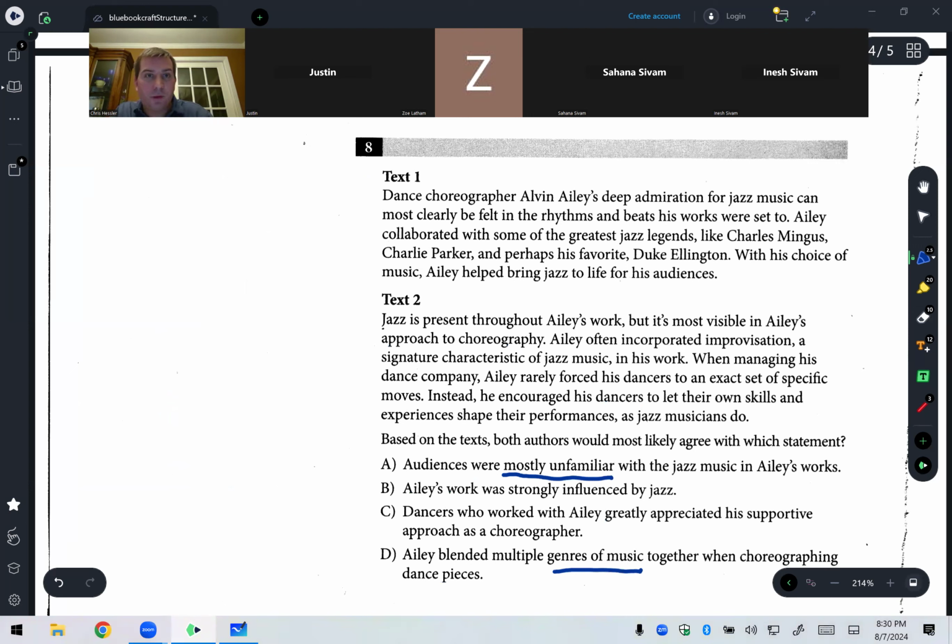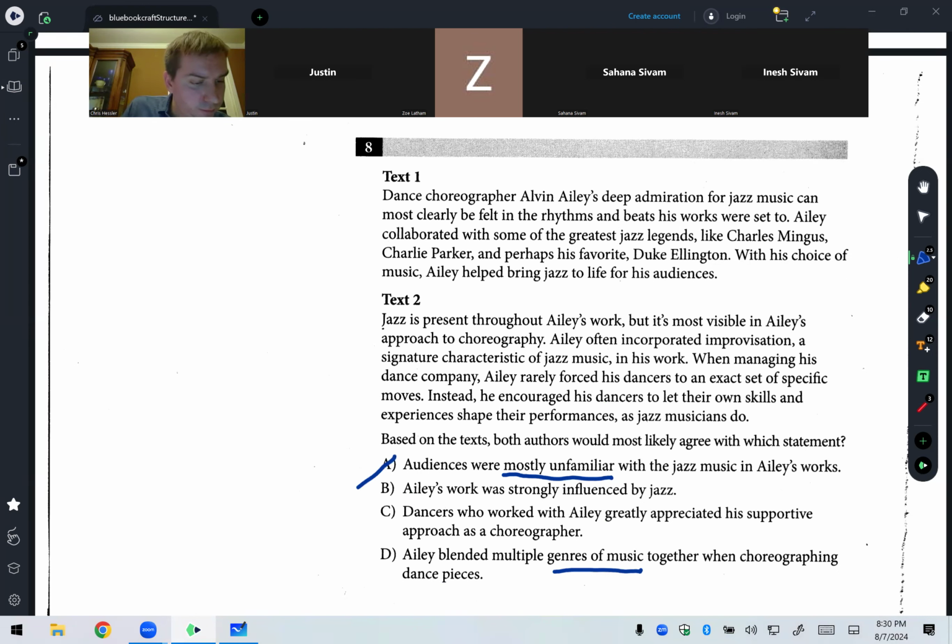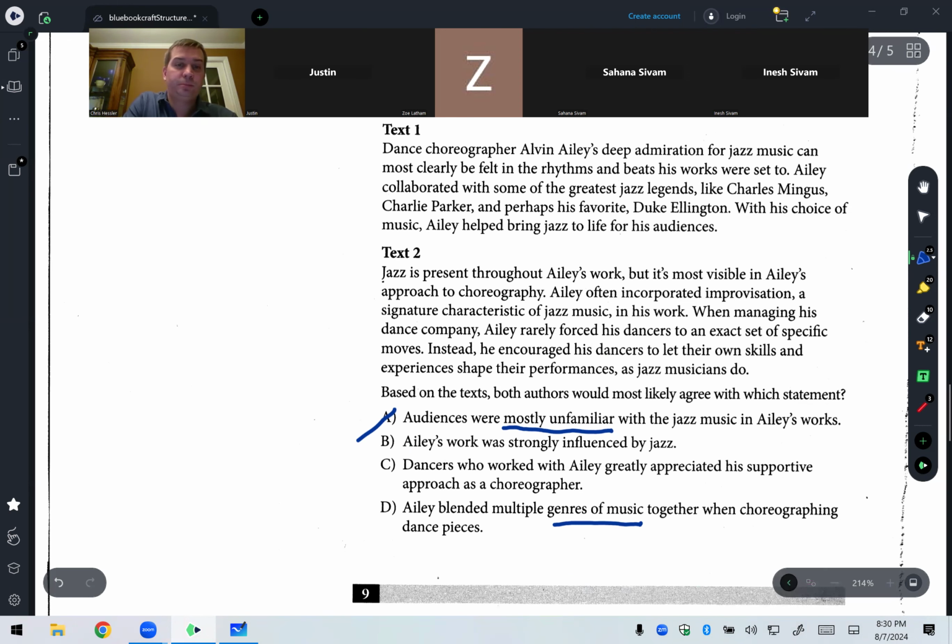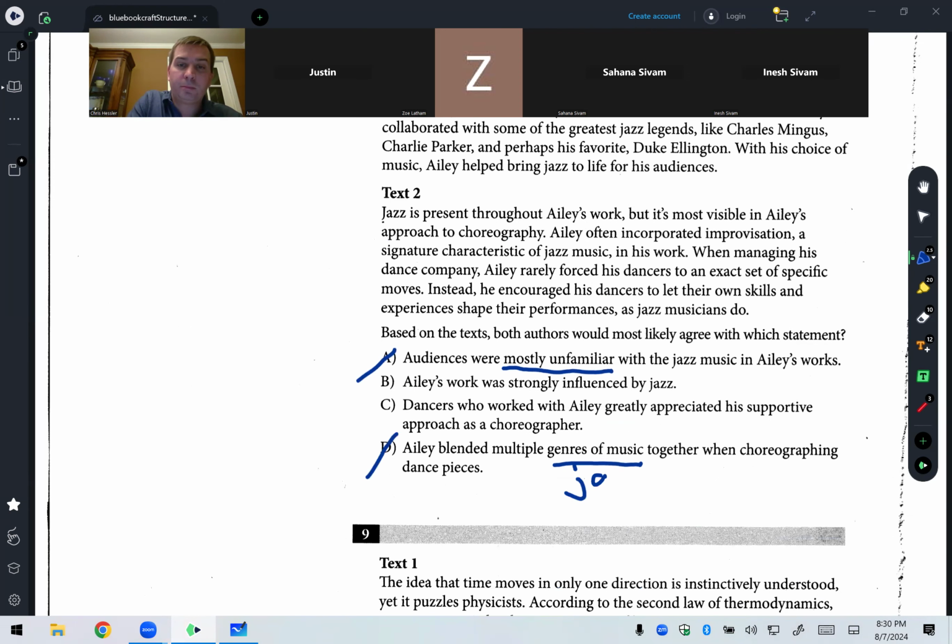So number 8, we're reading about the same jazz choreographer in both passages. Do we expect that the audiences were mostly unfamiliar with the jazz music in Ailey's works? We have no indication of that. I'm going to cross it off. That's a baseless claim. D, are we talking about multiple genres of music? No, just jazz. This one was B. Ailey's work was strongly influenced by jazz. Both passages talk about that fact.